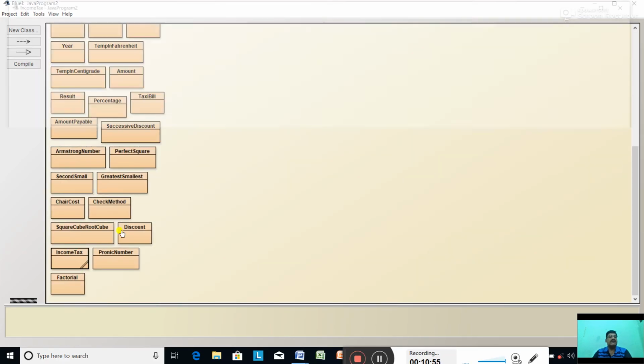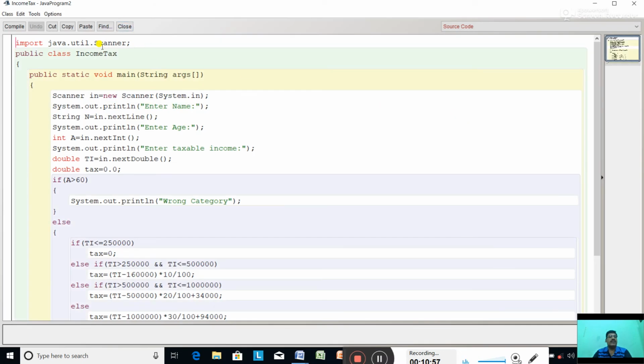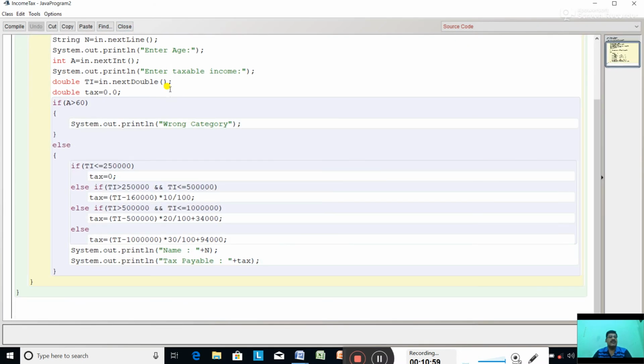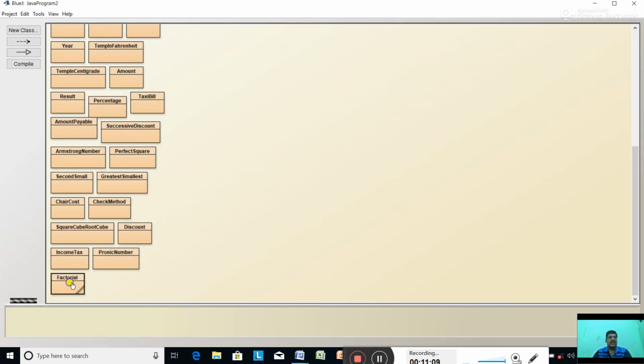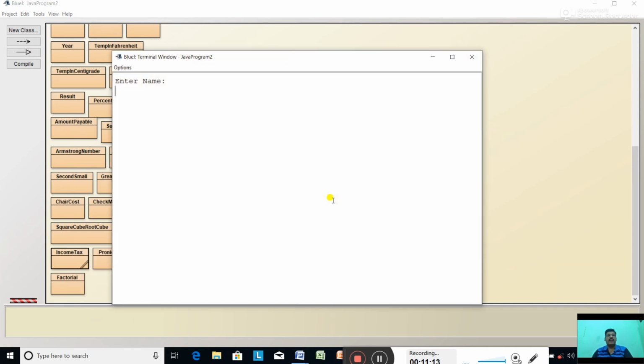Income tax. The program is already typed. Public class IncomeTax, you can see here. Same program. Just compile. No syntax error. Close. Right click, void main. OK.